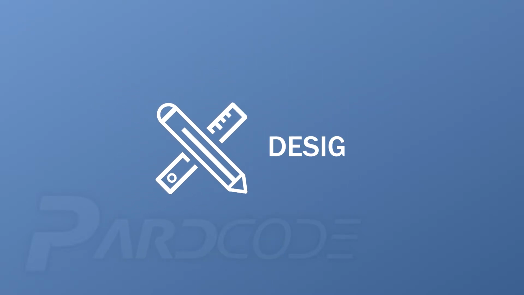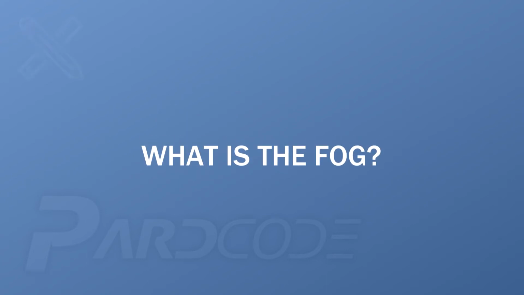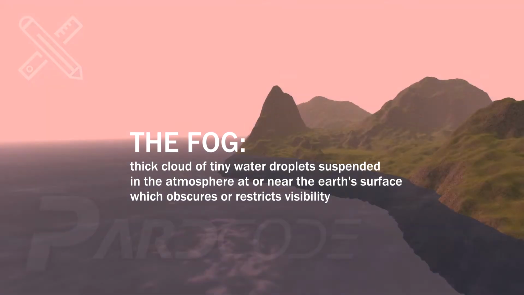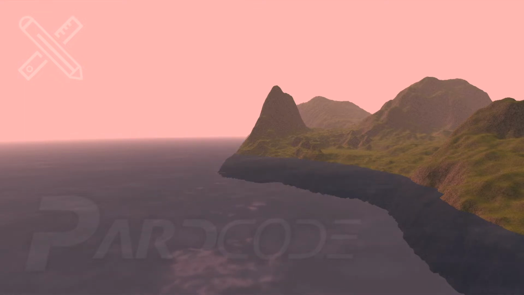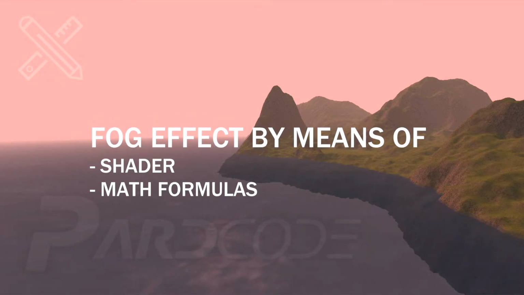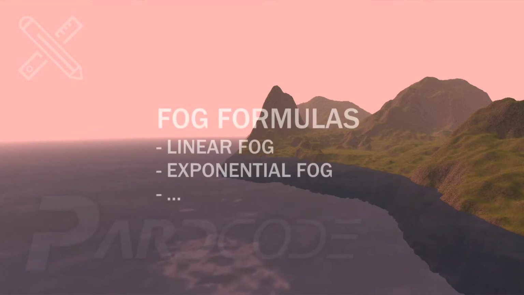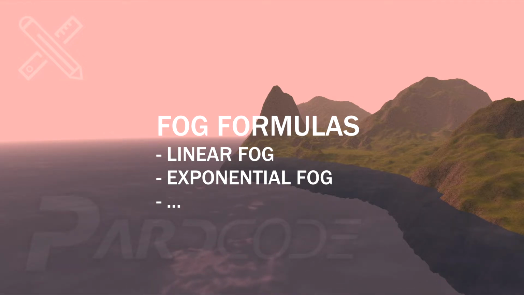Now we can start the design part. Before we start, let's see what fog is. The fog is a thick cloud of tiny water droplets suspended in the atmosphere at or near the Earth's surface, which obscures or restricts visibility. In order to render such an effect, we have to exploit the shaders and some math formulas. In particular, we can compute the fog amount with math formulas like linear fog, exponential fog, and other kinds of formulas. Today we will face the linear fog. We will deepen the other kinds of fog formulas in the next tutorials.